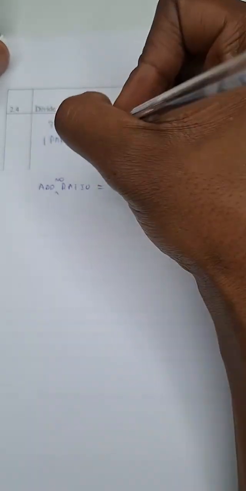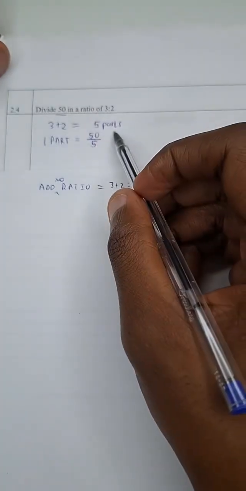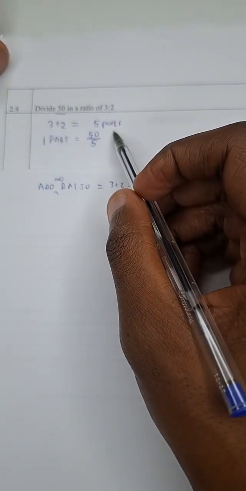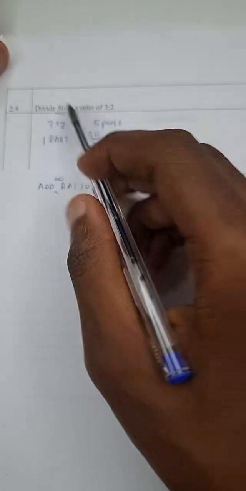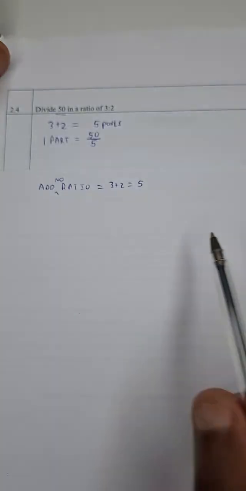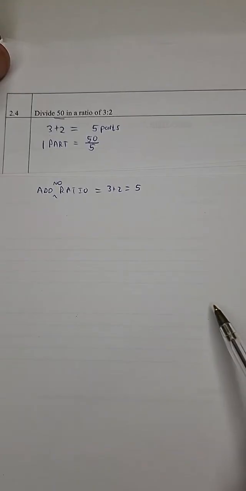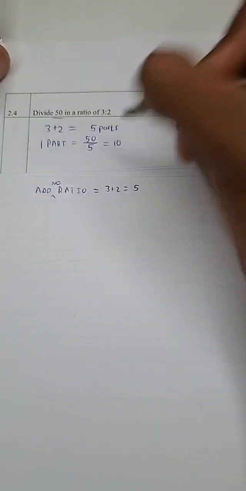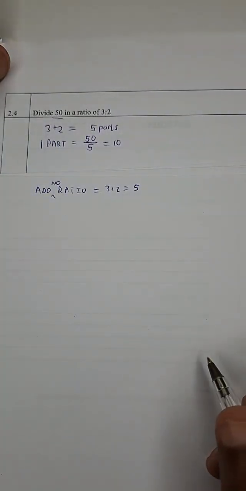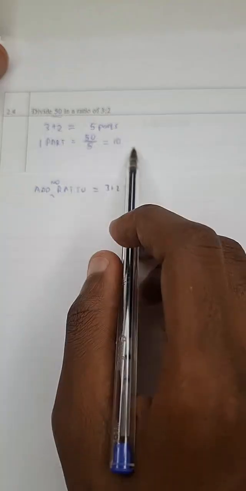Okay, we can either do this, check what one part is. How? By taking the number 50, dividing it by 5. We can take the 50, which is the quantity, then divide it by the total parts. So that means one part will be equal to 10.